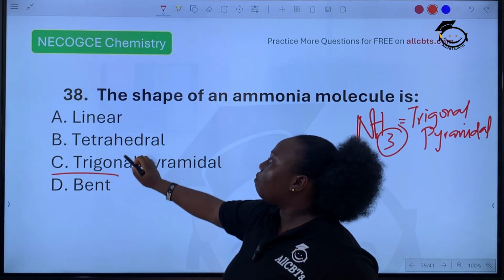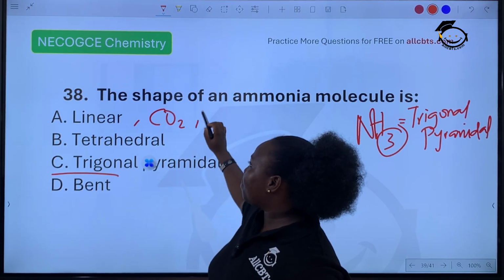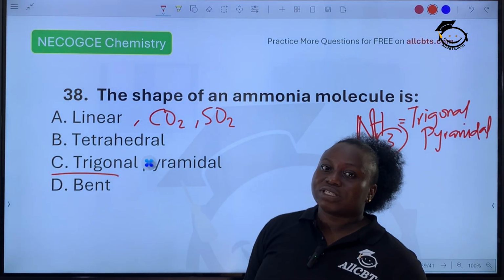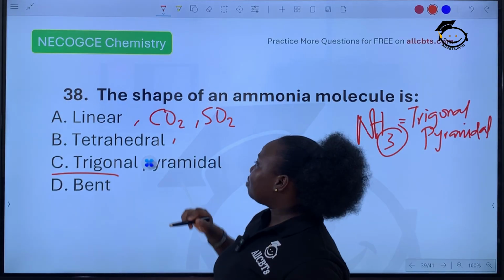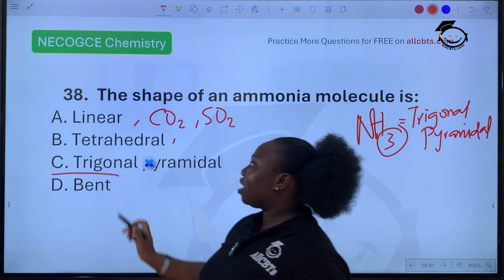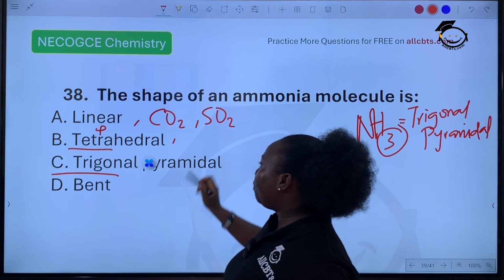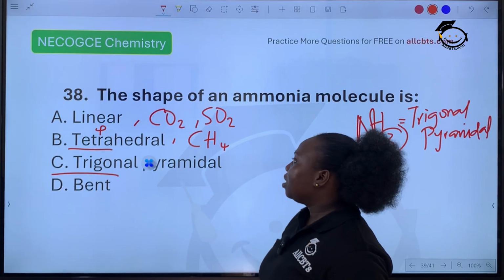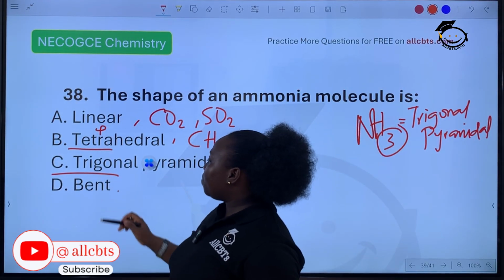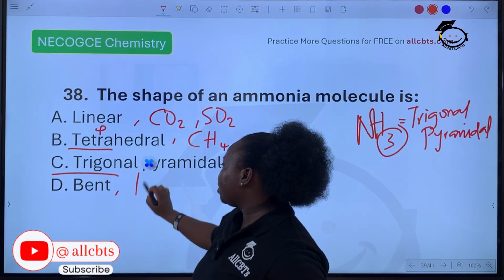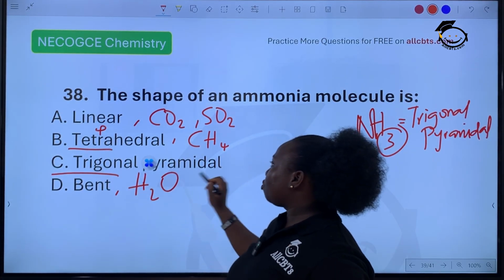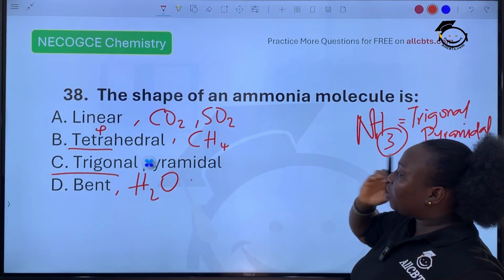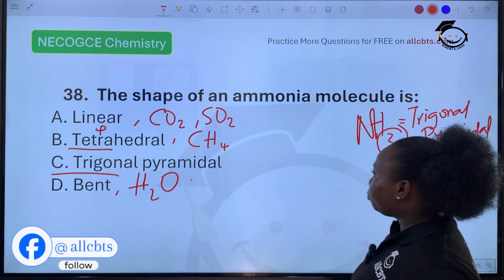For linear, examples of linear molecules are CO2 and SO2. When you see O2, it is likely, not always, but likely to be linear. Now, tetrahedral: when you see something that ends with 4, don't forget that tetra means 4. For example, CH4, that's methane, is tetrahedral. A very good example of a bent molecule is water, H2O. These are things you should know, because they always repeat this pattern of questions when talking about the shape of molecules.